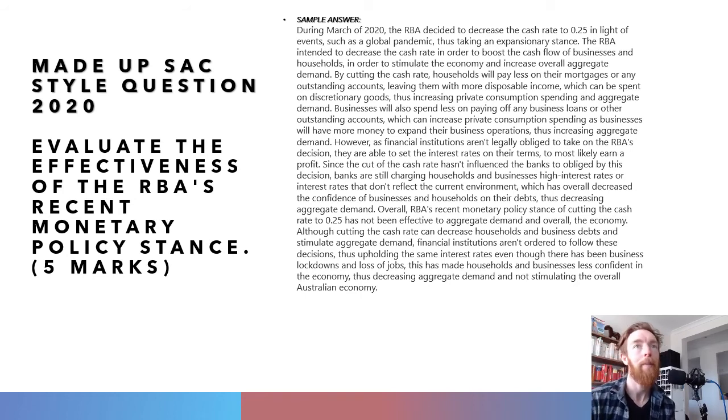So during March of 2020, the RBA decided to decrease the cash rate to 0.25 in light of events such as the global pandemic, thus taking an expansionary stance.